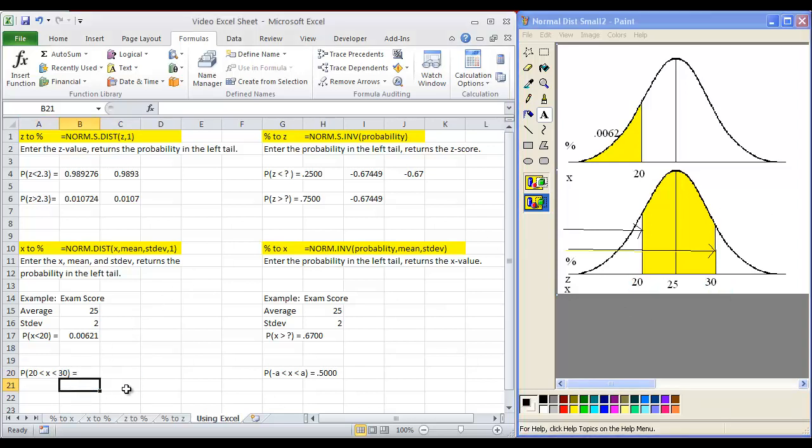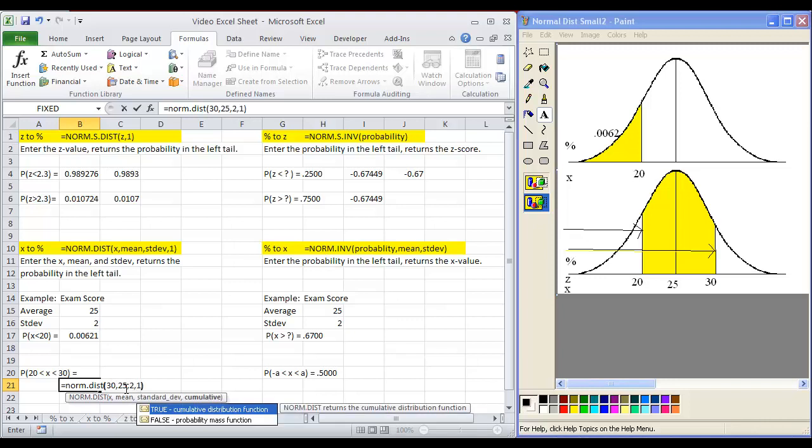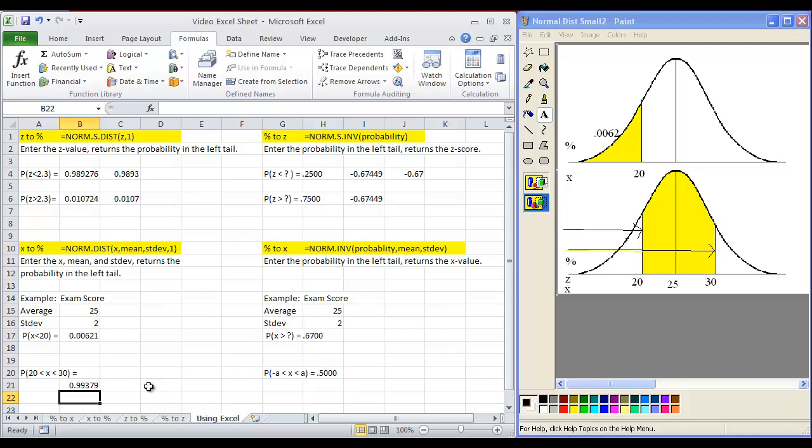So let's go ahead and do that. So equals Norm.dist with 30, comma, the mean of 25, comma 2, comma 1. So mean of 25, standard deviation of 2, and it's always a cumulative. We want to know the probability, so it's a comma 1. I get a 99.34% chance on that one. So this one right here is a 0.99. I'll put that over here. So 0.9934.